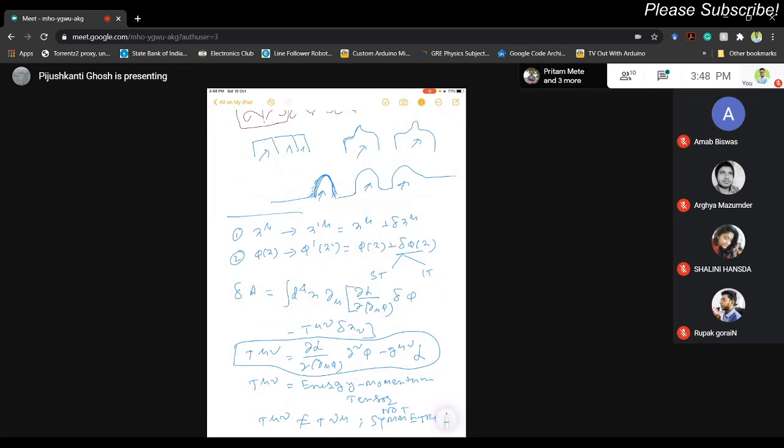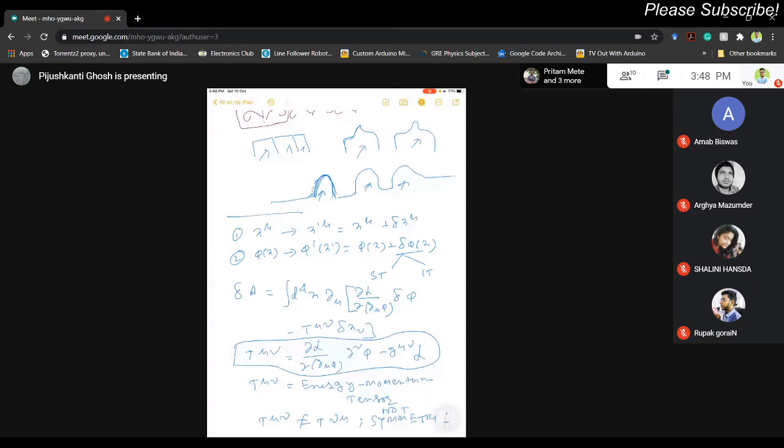The previous line is x mu goes to x prime mu equal to x mu plus delta x. Okay, so this is a transformation. Phi is a function of the space-time variables. Any change in space-time variables is going to affect phi also.